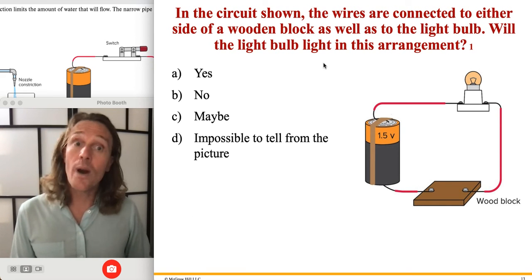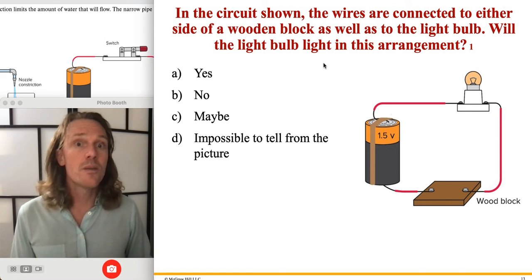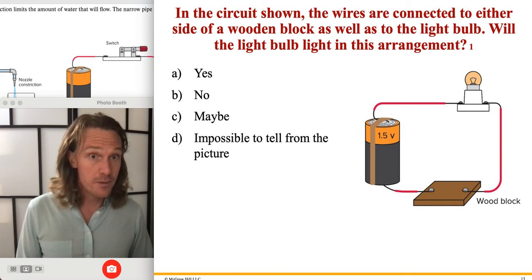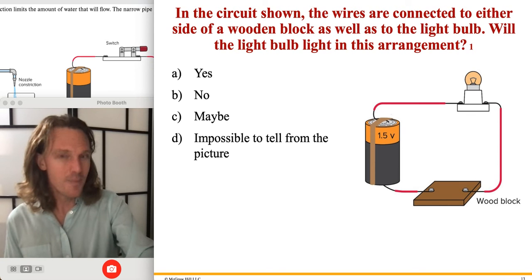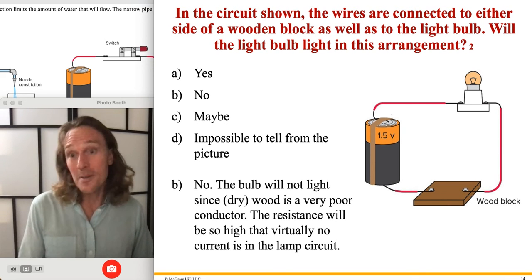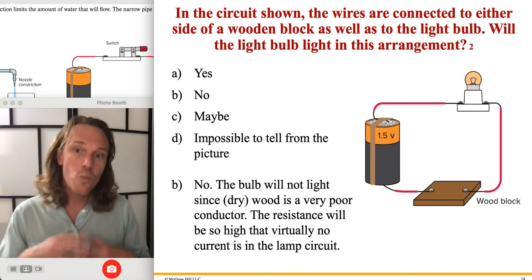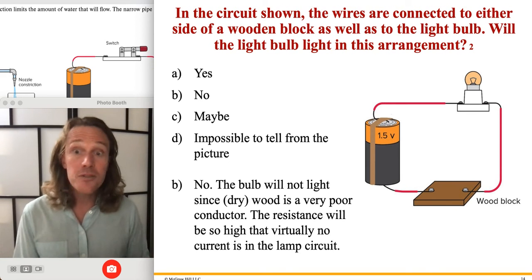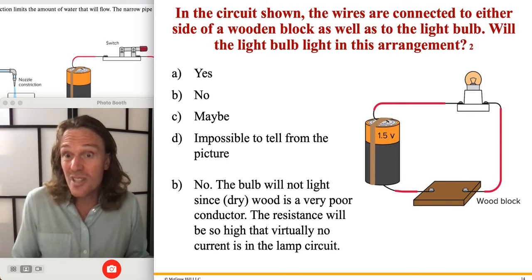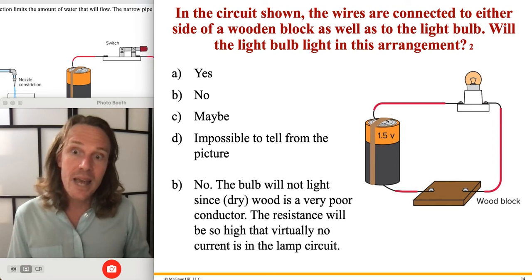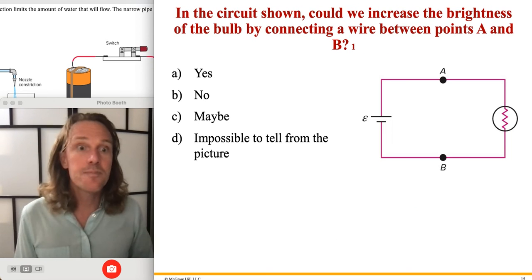So in the circuit shown, the wires are connected to either side of the wooden block as well as to the light bulb. Will the light bulb light in this arrangement? Make sure you got an answer on this one. No, right? Because the wood, as you might know because I just showed you, is what is called an insulator. We defined that pretty thoroughly in the last chapter. It definitely will not complete the circuit. There are not enough of those free moving electrons to keep that chain reaction, keep the signal alive.